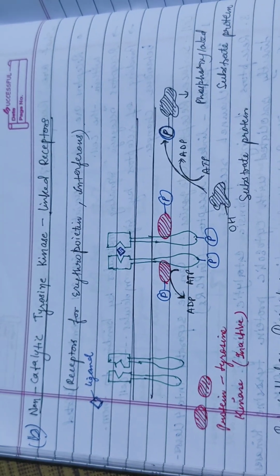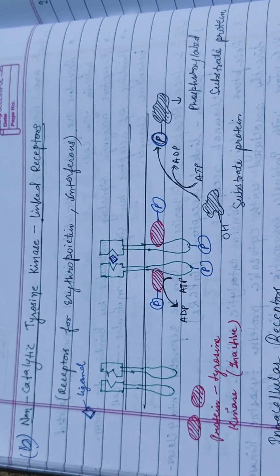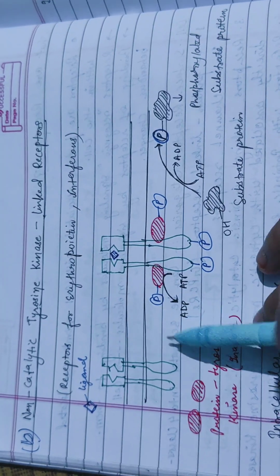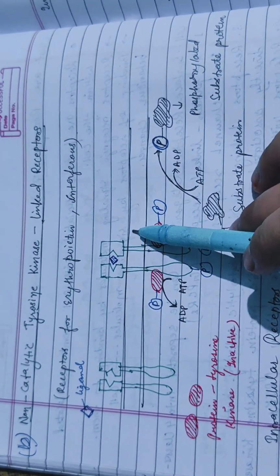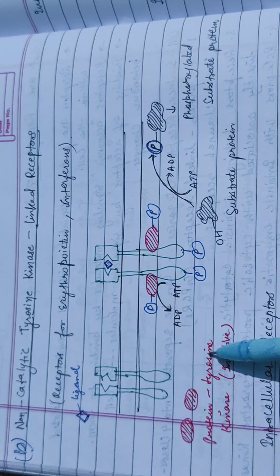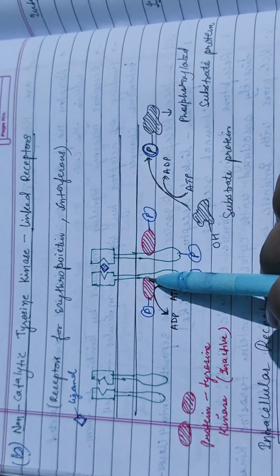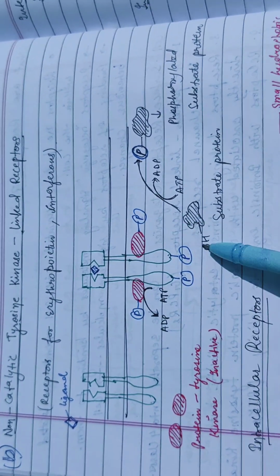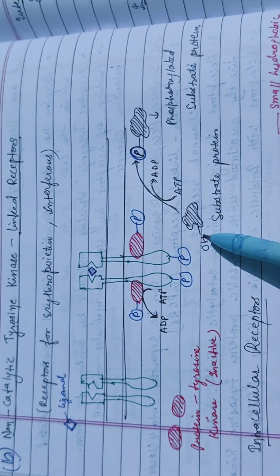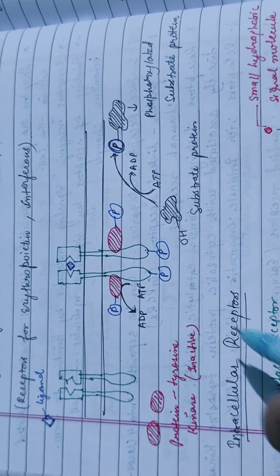In the next part, the non-catalytic tyrosine kinase linked receptor. In this figure, when the ligand is added on the receptor, the inactive tyrosine protein gets phosphorylated, and with the help of ATP, the substrate protein gets phosphorylated.